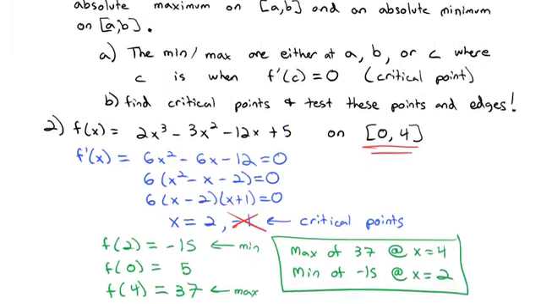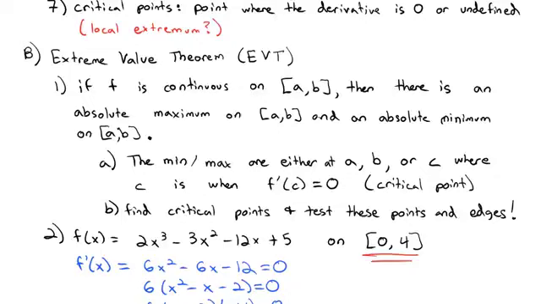So that's the big idea for today, the extreme value theorem. That if f is continuous, all we need to do is find the critical points and check the edges. And one of those is going to be the absolute min, and one of those is going to be the absolute max.